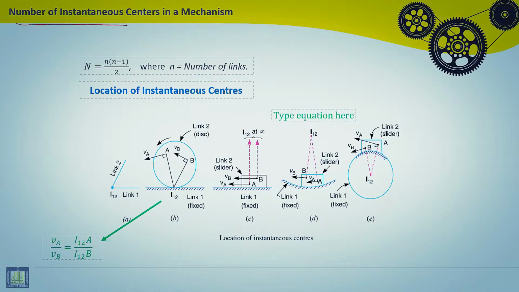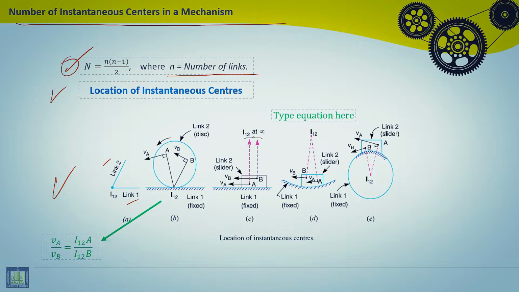How to find number of instantaneous centers in a mechanism? Number of instantaneous centers N is equal to small n multiplied by small n minus 1, divided by 2. So small n is number of links. How to find location of instantaneous centers? Let's see here some examples.